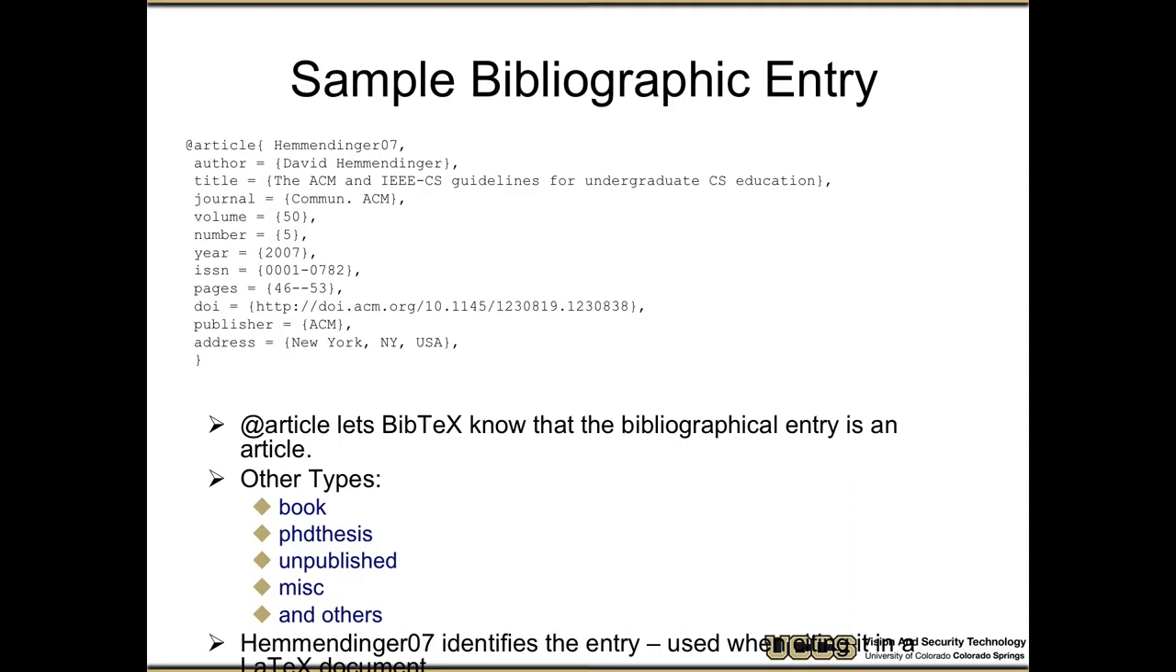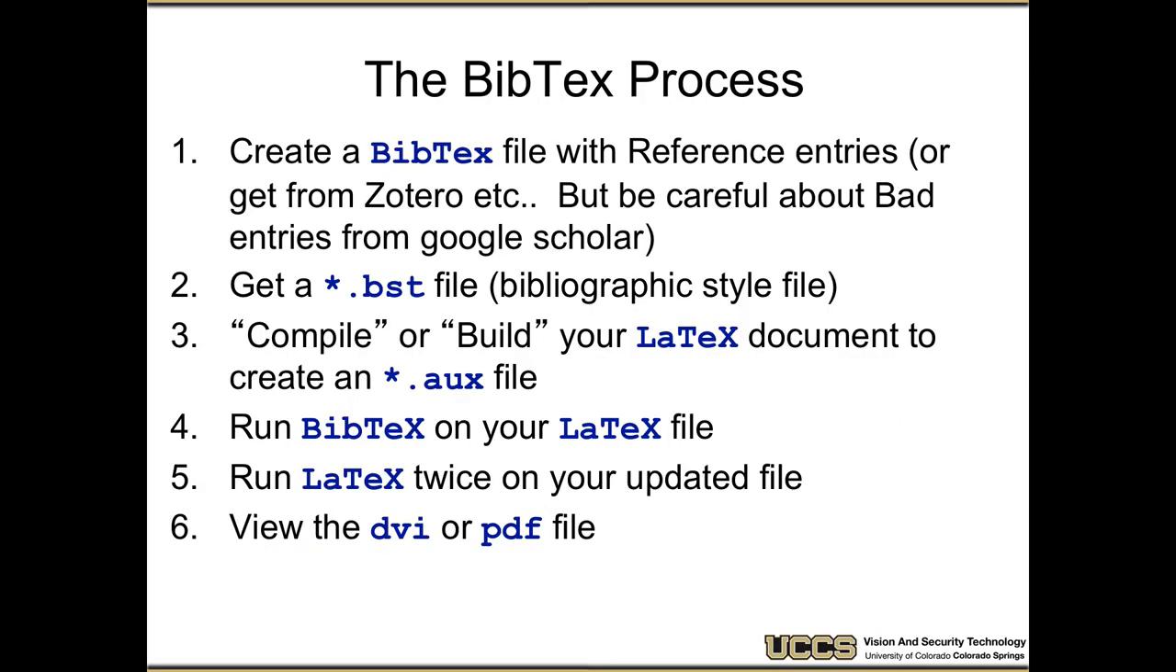Now, if you're using Zotero, if you're importing from BibTeX, from Google Scholar, it'll generally have them pretty good. I do find that lots of Google Scholar references are missing some fields, but it'll do okay. The article says what type it is, that's the reference. So when I go to cite it, I would say \cite{Hemmendinger07}.